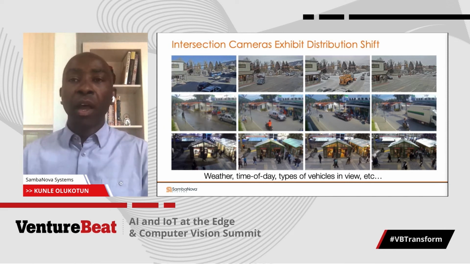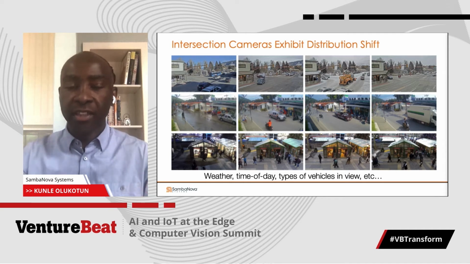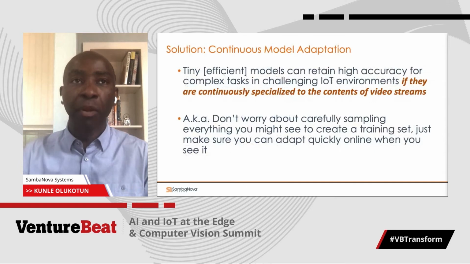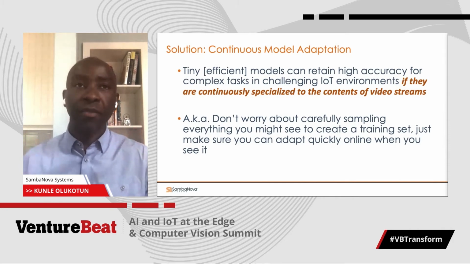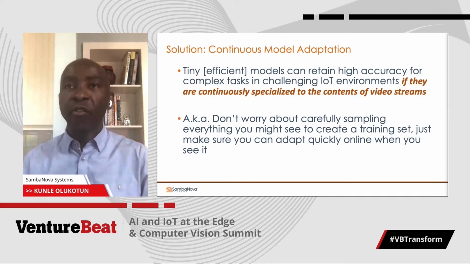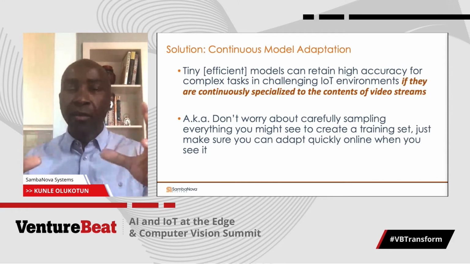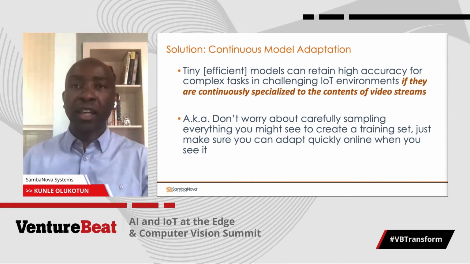And so, a good example of where you see this would, of course, be with intersections where you get different sets of data, and you need models that are capable of dealing with that. And so the solution that potentially works very well is this idea of continuous model adaptation, right? So here you're trying to take very tiny, efficient models that can retain high accuracy for complex tasks, but you're going to continuously adapt them to specialize to the contents of the video streams.